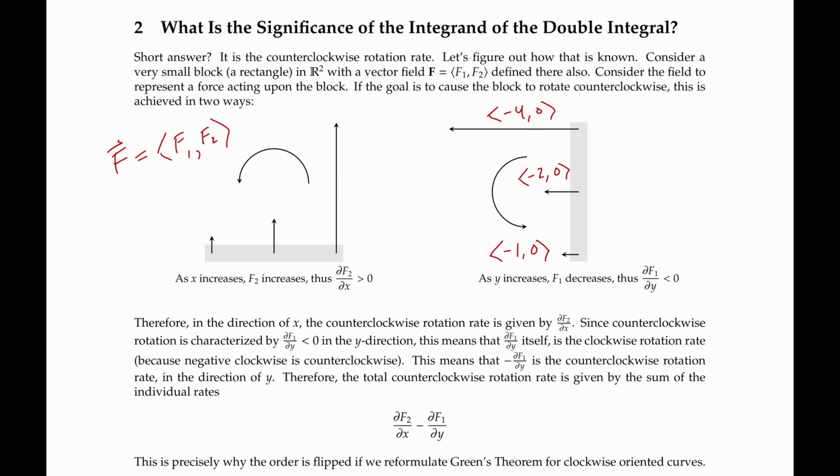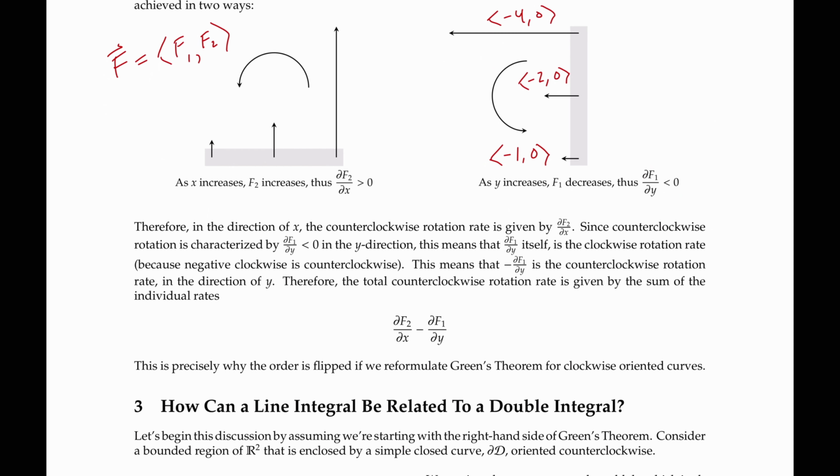But because this one's negative, really what we're saying here is that this characterizes counterclockwise rotation when moving in the y direction. Without the negative, just making this positive, then that actually characterizes clockwise rotation. So that's why down here, our integrand, we're really summing these two things up.